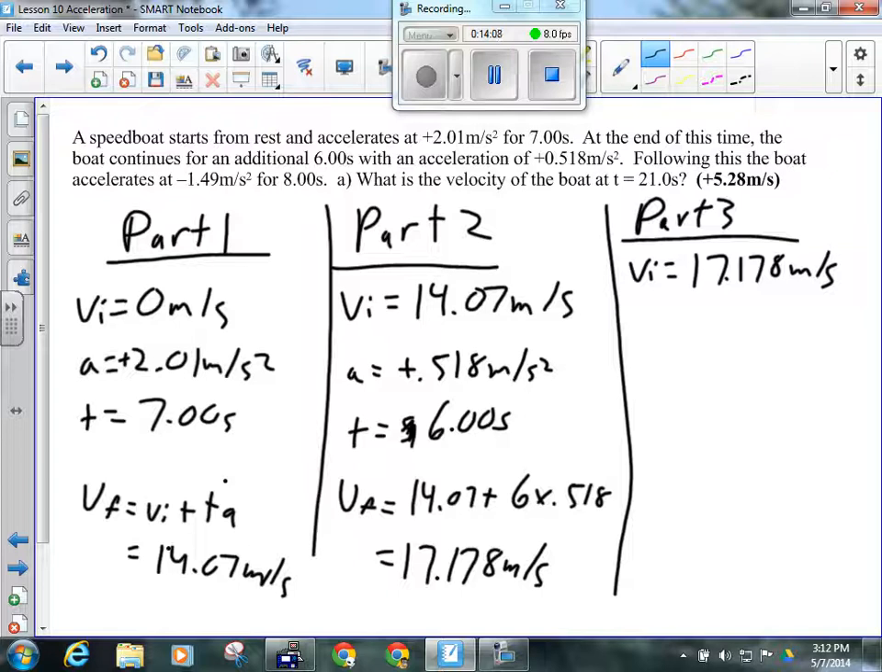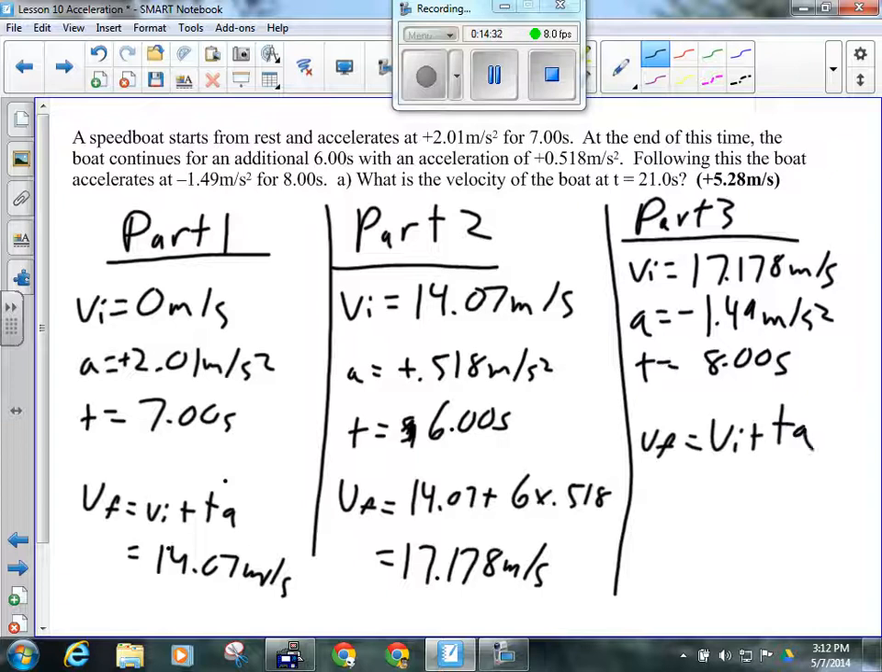Okay, following this, the boat accelerates at negative 1.49 meters per second squared for 8 seconds. Okay, what's the velocity of the boat at time 21 seconds? Well, if you add all these times together, they add up to 21 seconds. So it's basically what's the velocity at the end of part 3? Well, it's once again the same calculation. VI plus T times A equals VF. Okay, so you plug in your numbers there: 17.178 plus 8 times negative 1.49, and you should get 5.28 meters per second.